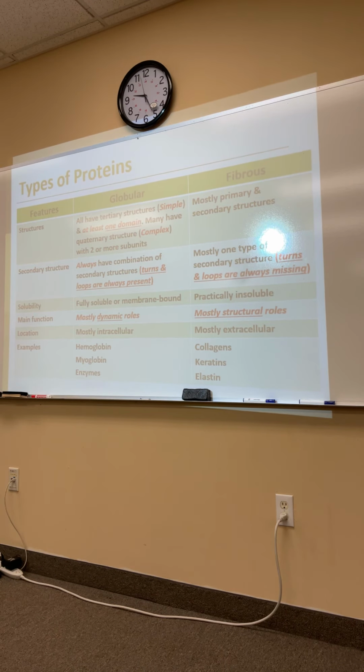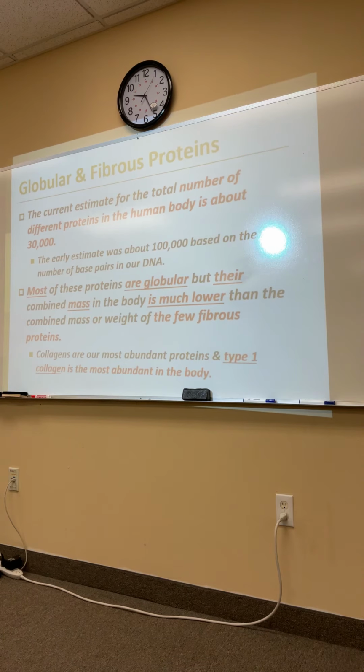Okay? So this is one of those tables. You are not going to find these tables in any book. Okay? And that's why I said that these tables are very handy. Okay, look at this. How many proteins are out there? This is the number. Most of them are globular. But the total weight of the total globular protein is much, much, much lower than the total weight of the few fibrous proteins. And how can you justify that?